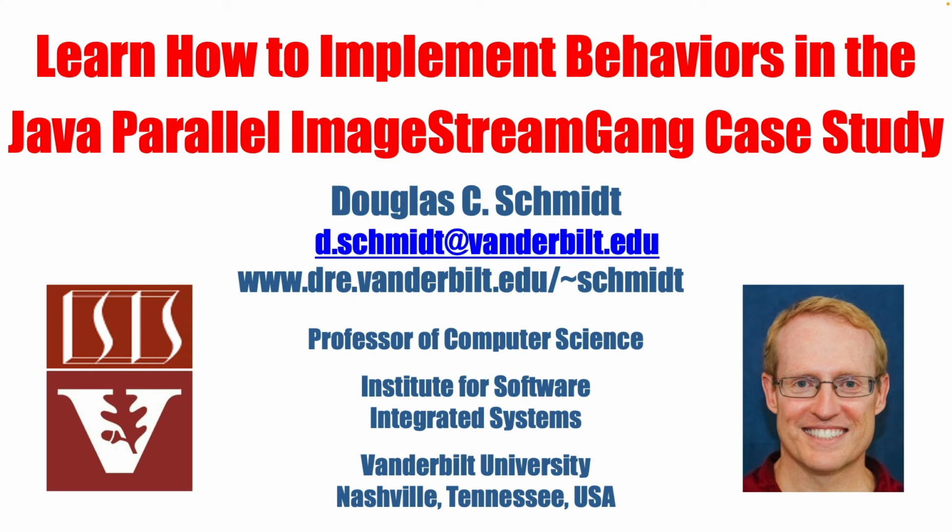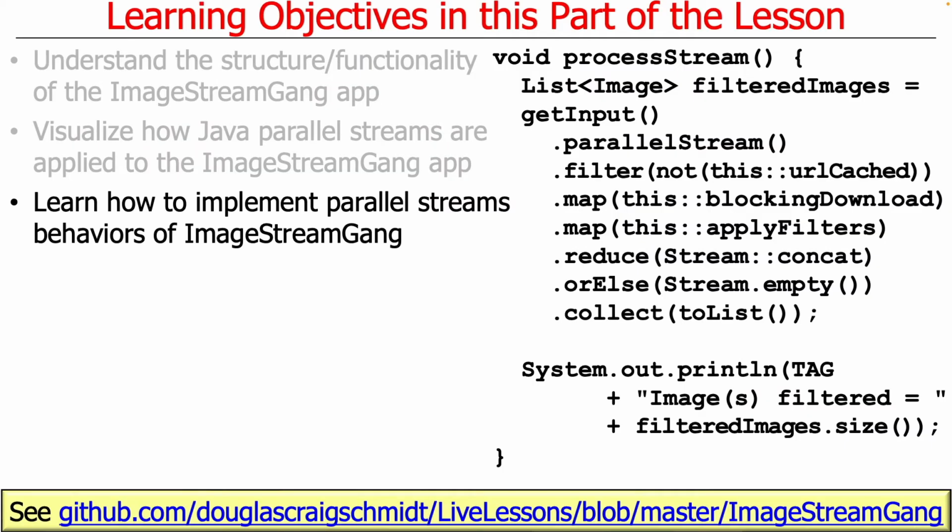So now that we've talked about the structure and functionality of the program, now that we've talked about the visualization of the different phases, it's time to actually look at code, which is the fun part in my mind. So let's go ahead and take a look at the parallel streams implementation in the ImageStreamGang program.